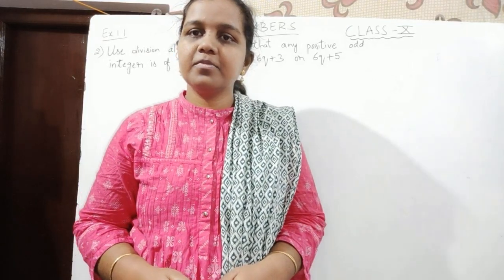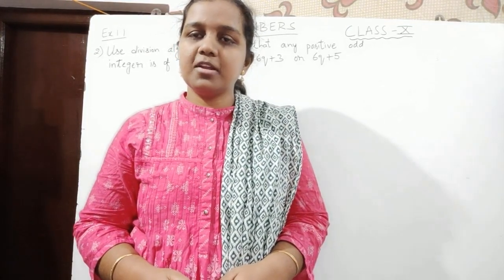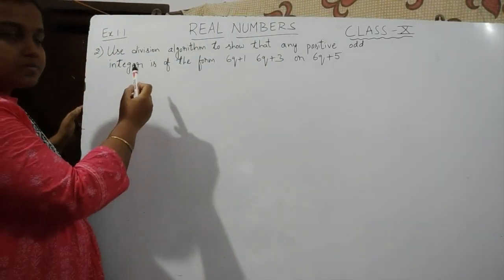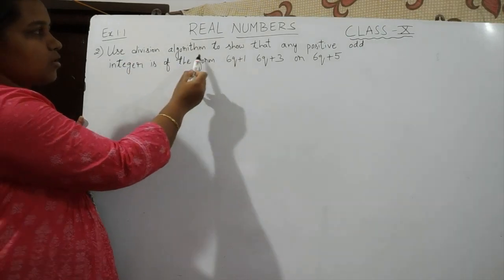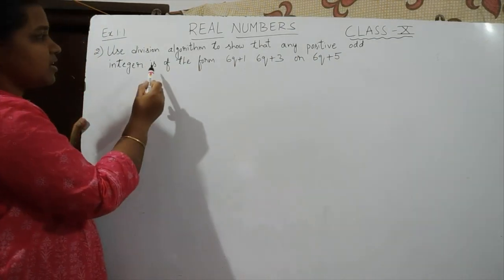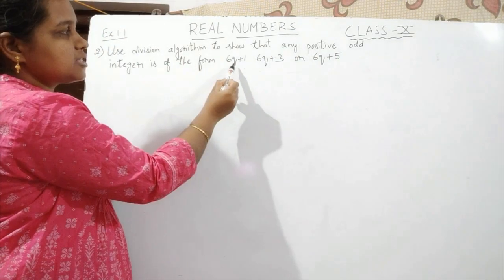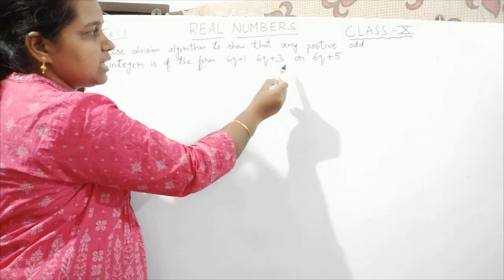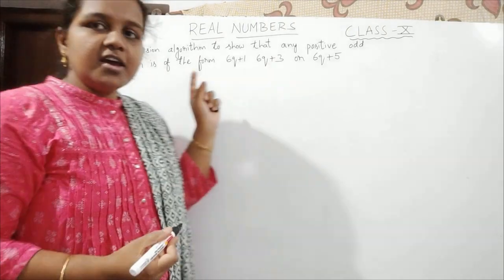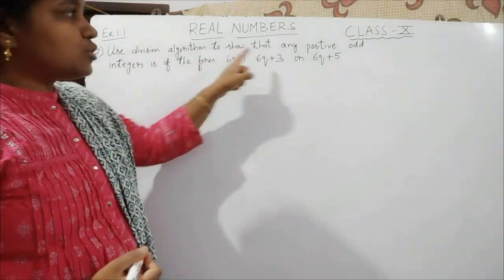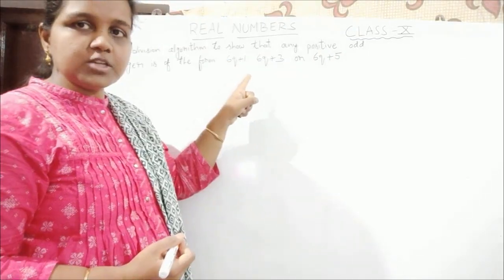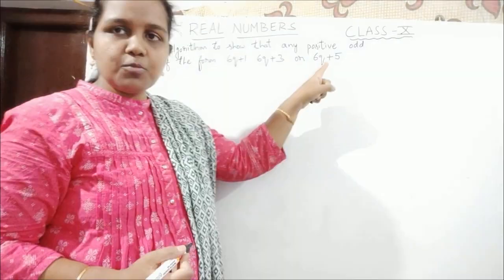Hello everybody. Today we will do some problems in real numbers. Use division algorithm to show that any positive odd integer is of the form 6q plus 1, 6q plus 3 or 6q plus 5. So here we have to use division algorithm to show that any positive odd integer is of the form 6q plus 1, 6q plus 3 or 6q plus 5.